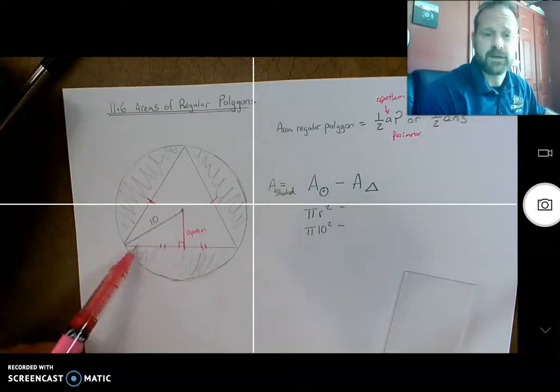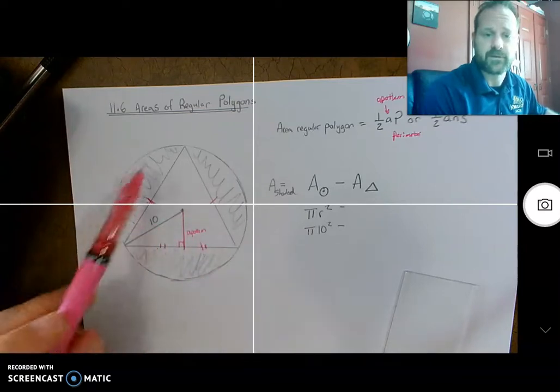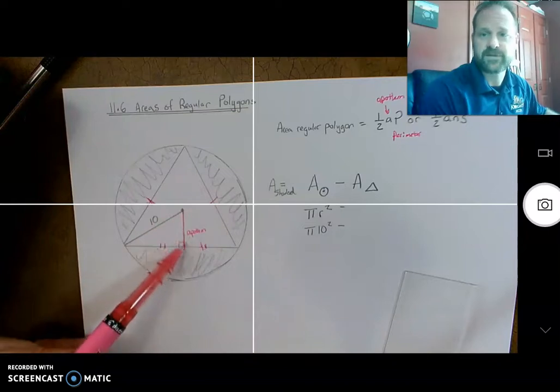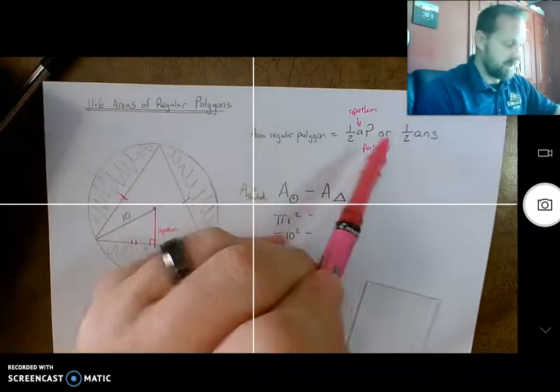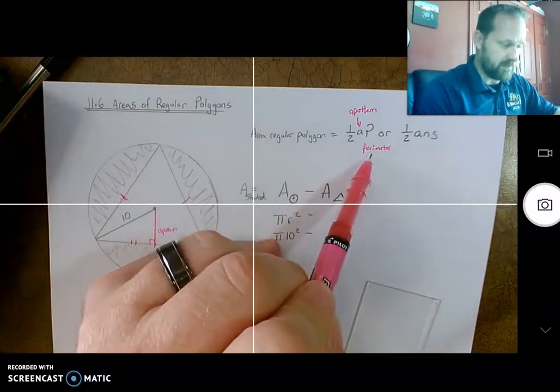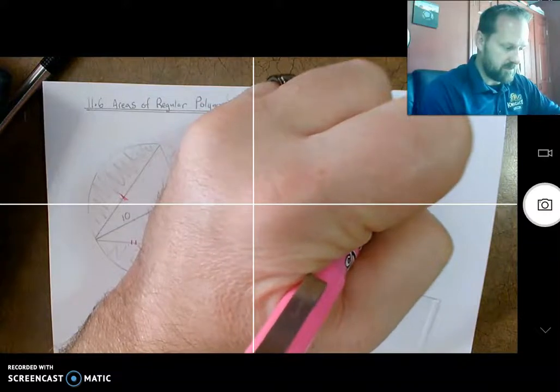So we have the radius, which they gave us, and that's helpful for getting the area of the circle. But that doesn't help us find the apothem. So if you look at this, 1/2 P for perimeter, A, well, A we know, that's the apothem.